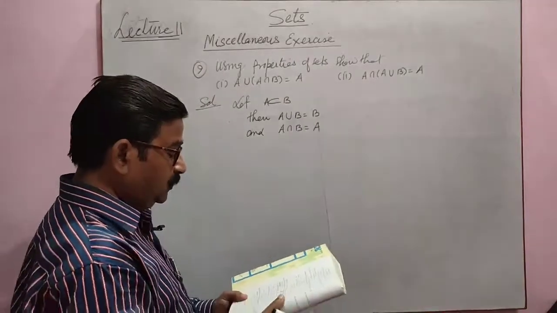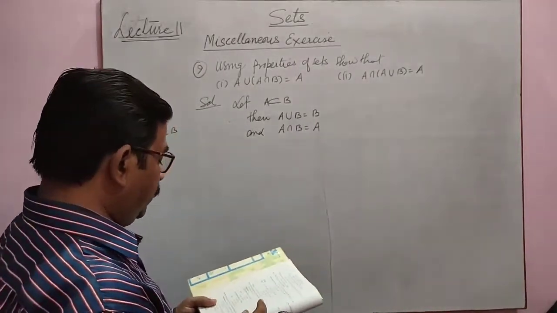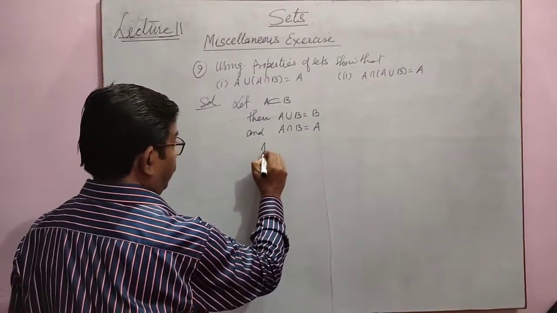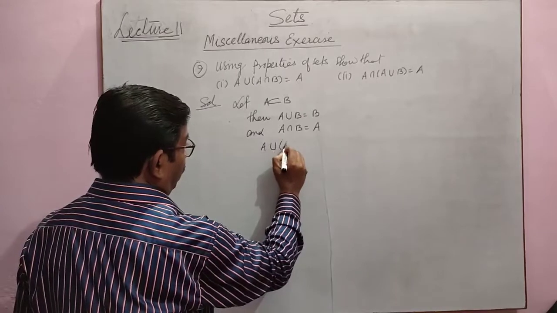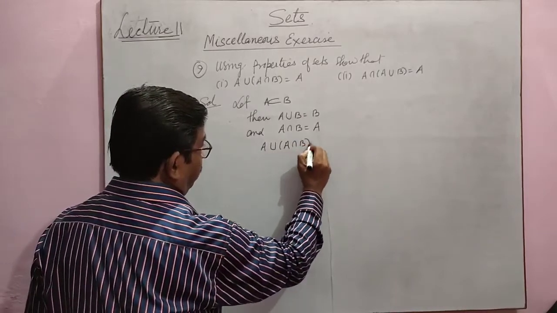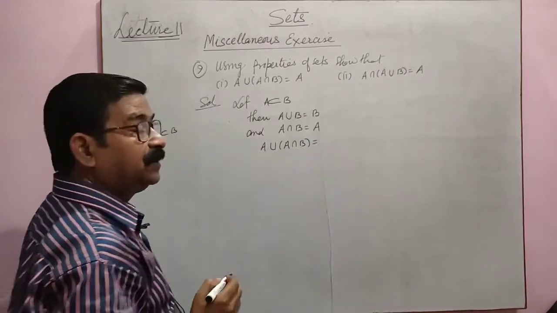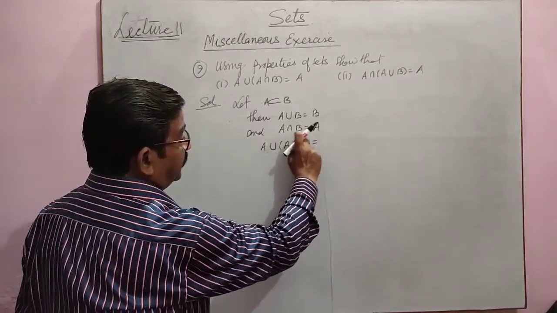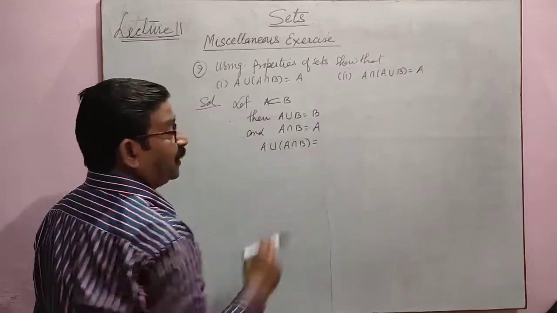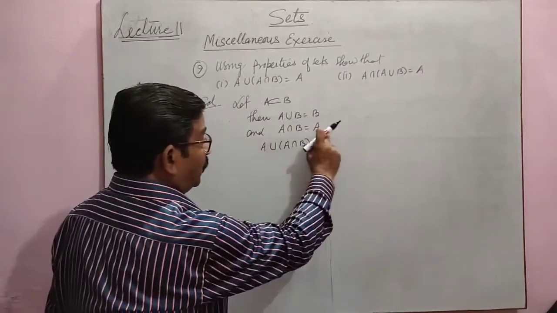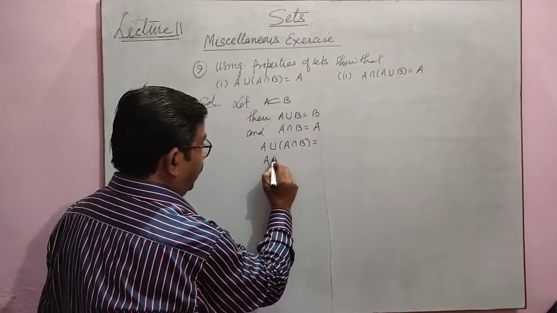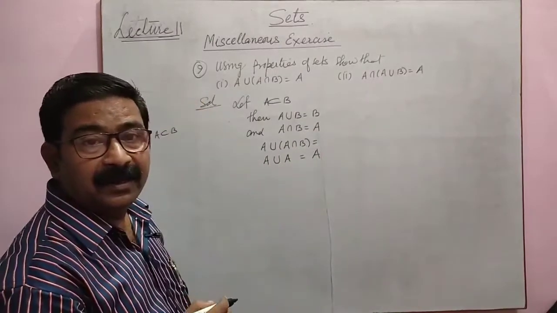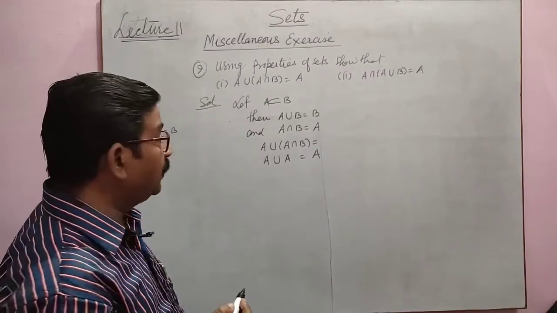So if we find A union A intersection B, try to understand. A union A intersection B is equal to what? See, A intersection B is what? A. So we write A union A is equal to what? A. This has to be proved.